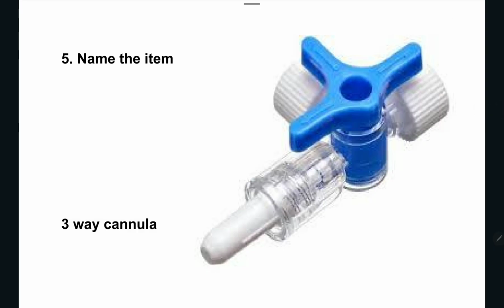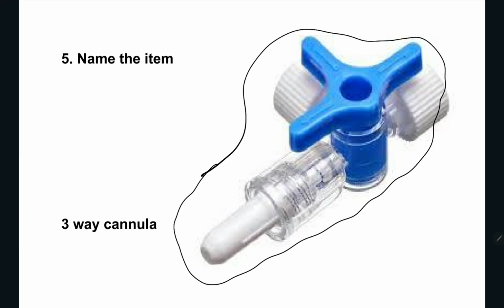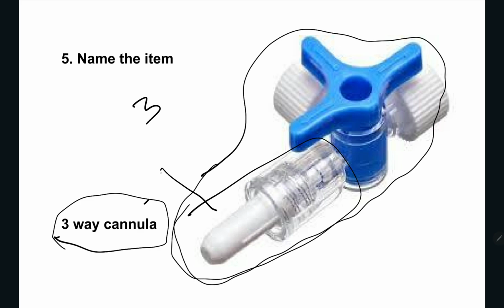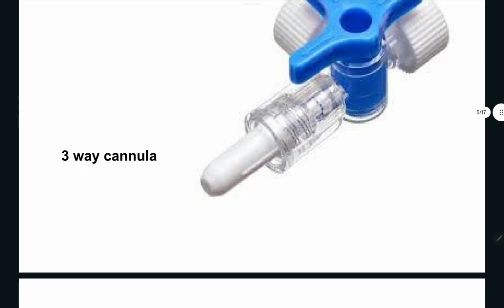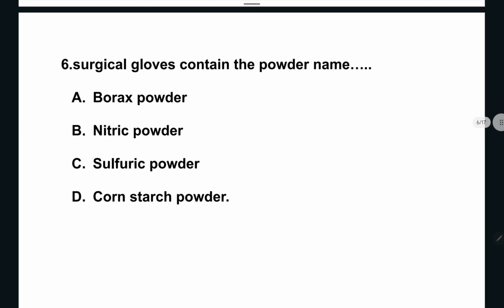The next one is identify the picture showing on the screen. This is a three-way cannula. It has three parts, which is connected to the IV cannula, and we have the two parts here. By this we can give the injection. It is nothing but a three-way cannula.